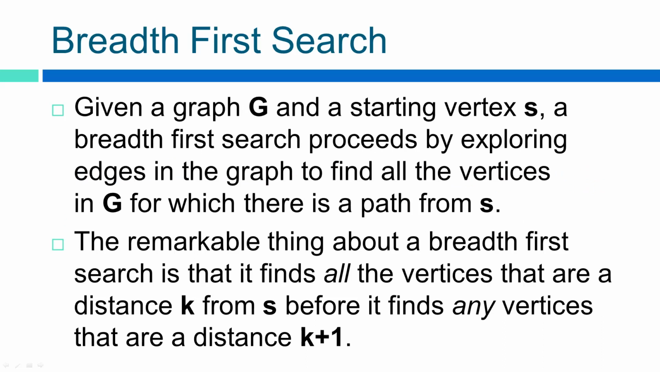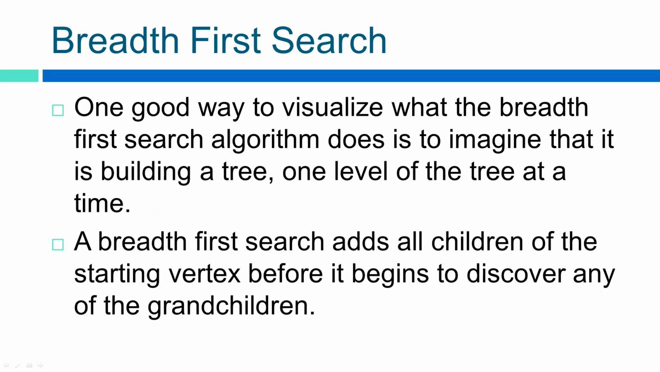Given a graph G and a starting vertex S, the BFS algorithm proceeds by exploring the edges in the graph to find all the vertices in G for which there is a path from S. The remarkable thing about the BFS algorithm is that it finds all the vertices that are at distance k from S before it finds any vertices that are at distance k plus 1. One good way to visualize what the BFS algorithm is doing is to imagine that it's building a tree one level of the tree at a time. It adds all the children of the starting vertex before it begins to discover any of the grandchildren.